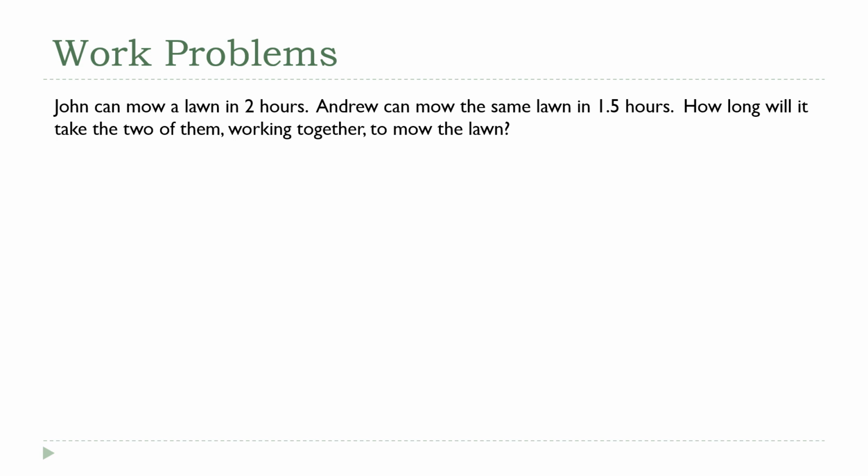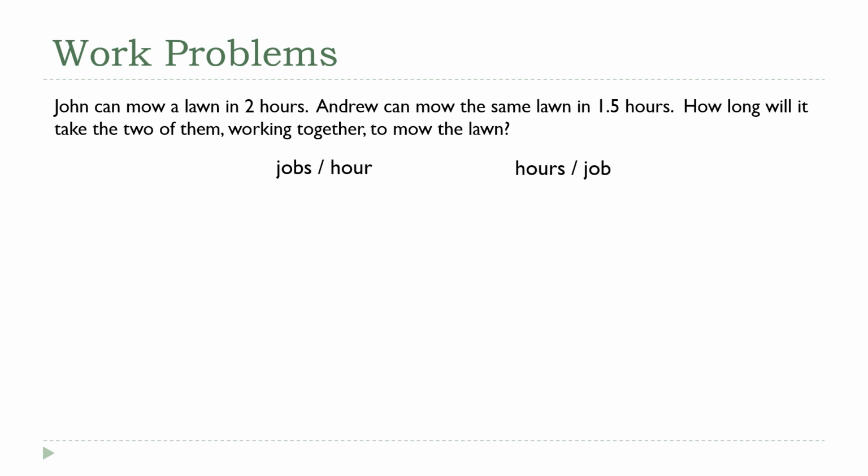So the key to answering these kinds of questions is understanding the right way to express their individual speeds. There's two ways we can do this. One is jobs per hour, and the other is hours per job. Our goal is to use units that we can add together. For example, I want to be able to say that John's rate plus Andrew's rate equals the total rate.